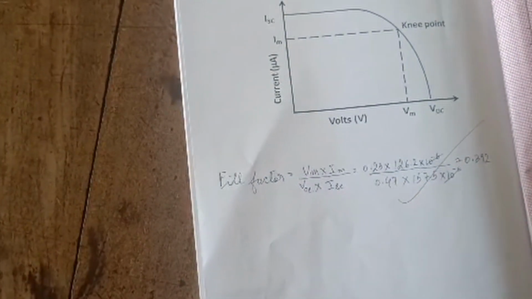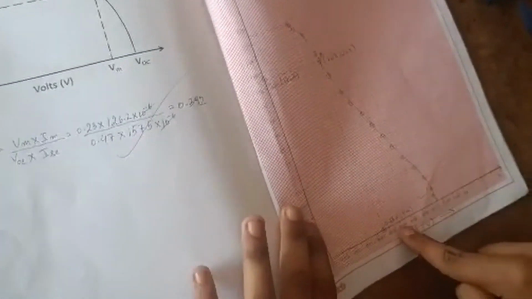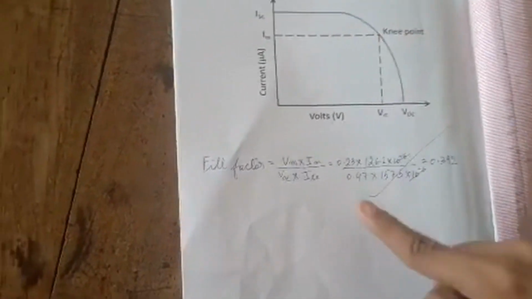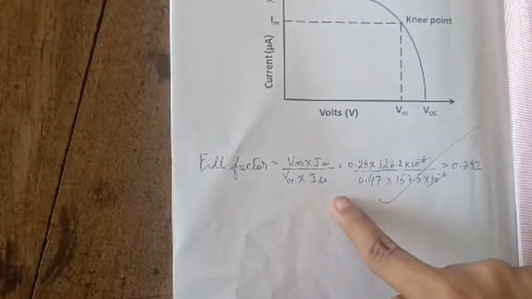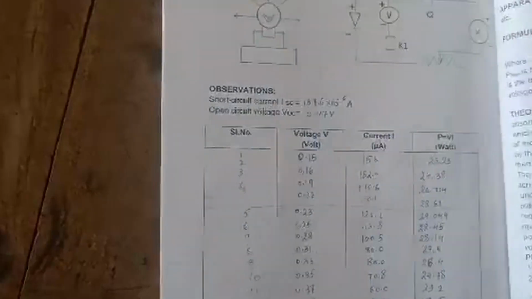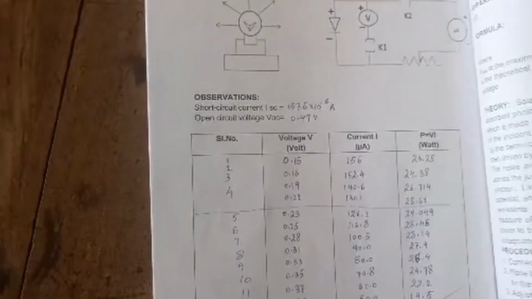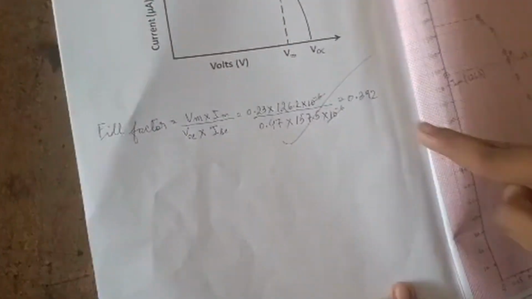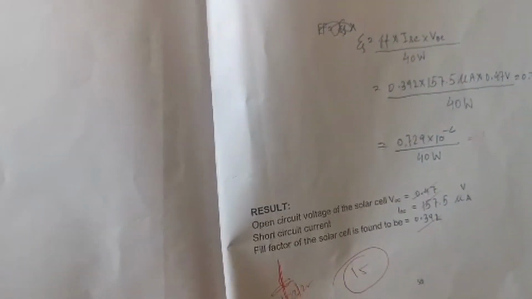Now you calculate the fill factor using the Vm and Im that you got from this plot. So Vm times Im by VOC times ISC. VOC and ISC you had already noted down. Just the ratio, you get somewhere around 0.392. That is just a number because the dimensions cancel out. It's dimensionless. And then you show the calculation.